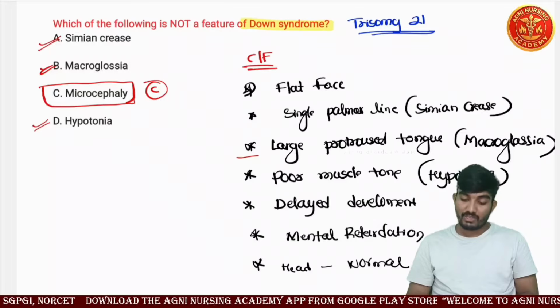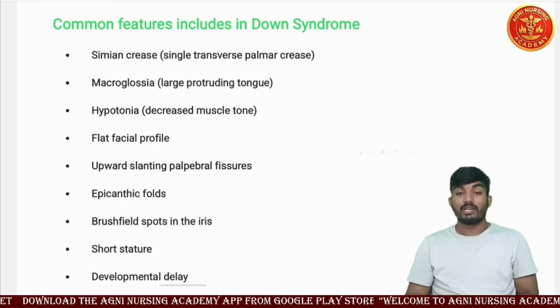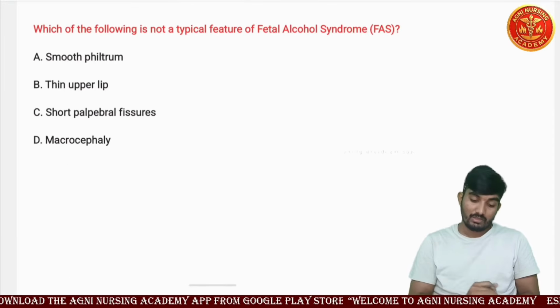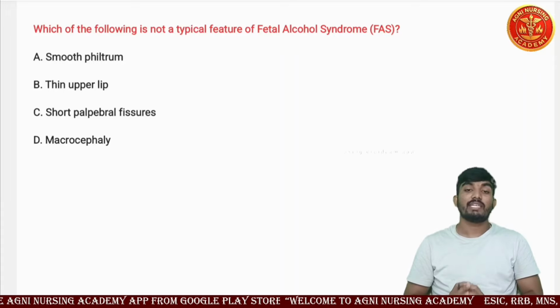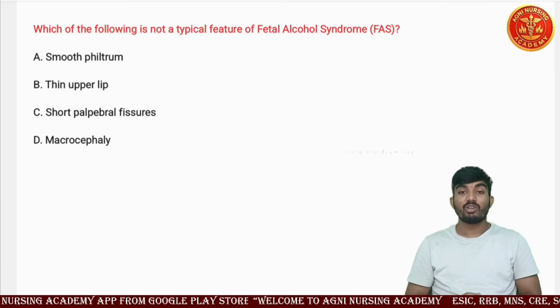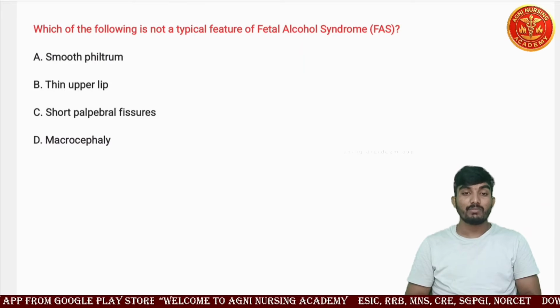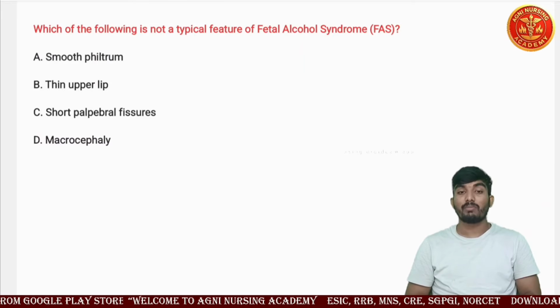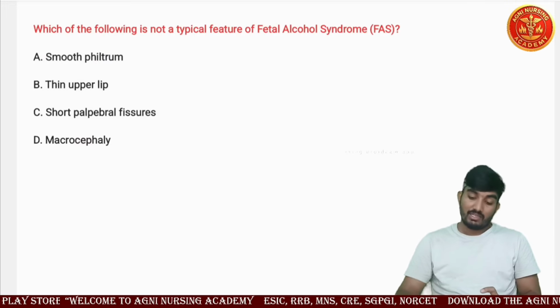Now we are going to the next question. These are the features of Down syndrome. The next one: which of the following is not a typical feature of fetal alcohol syndrome? Option A, smooth philtrum. Option B, thin upper lip. Option C, short palpebral fissures. And option D is macrocephaly.